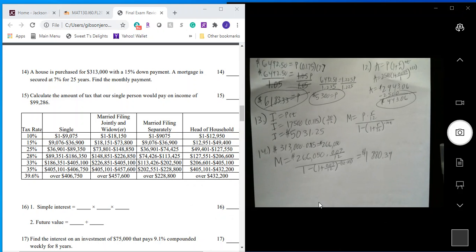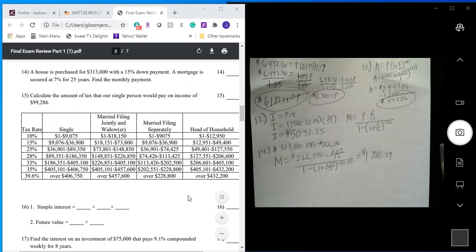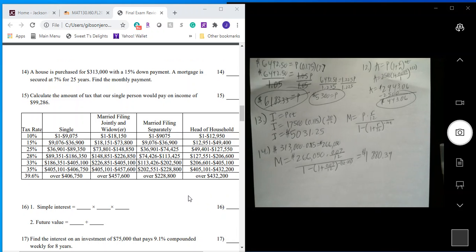All right, so now we move down here to problem 15. It says calculate the amount of tax that our single person would pay on income of $99,286. So this is a single person, and it doesn't say any type of deductions or anything like that. So we will go, the 99,286 falls here at the 28th percentile.